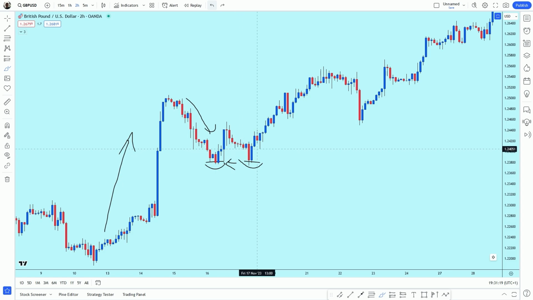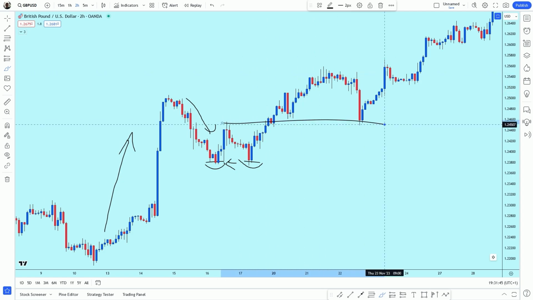In this case you can look to enter here at the second bottom formation because previously we have this major uptrend. But if you don't want to do that, it's perfectly fine. You can just wait for price to break this neckline and continue to go up. But also you can wait for a retest, and as you can see it occurred here.